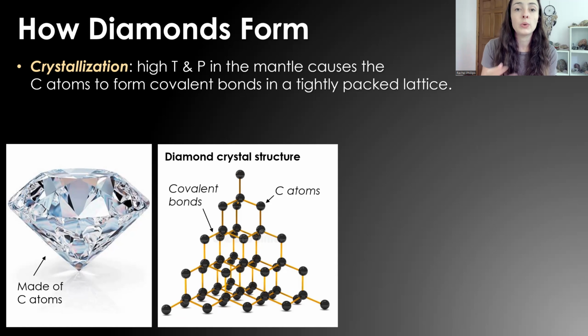Covalent bonds, if you don't know, are the strongest bond type. So they form these really, really strong bonds, which is part of the reason diamond is so hard and durable. It is a 10 on the Mohs hardness scale, and that's the hardest you get.